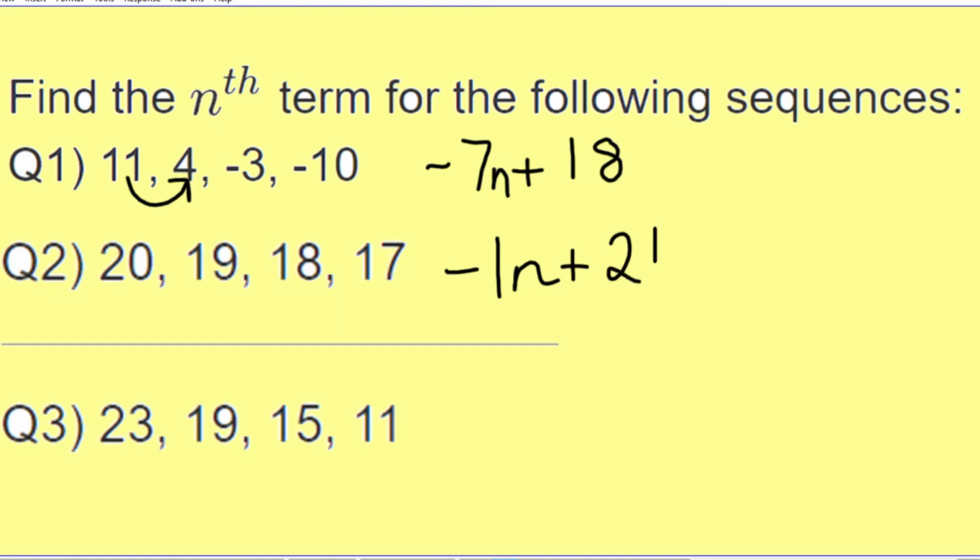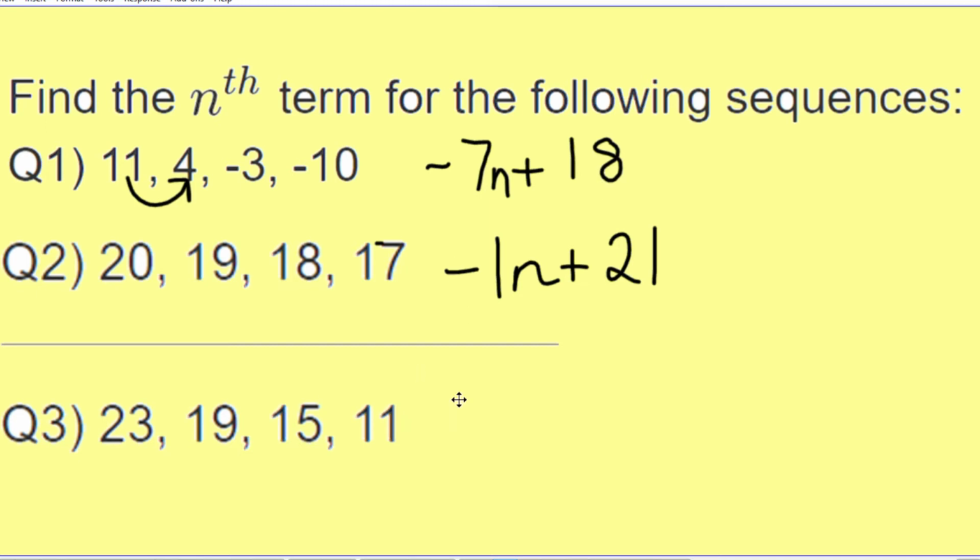Okay, there's a quick shortcut here. To get this second part, what we need to do is add these two numbers together, and it will give us the second part of our nth term. So here, 1 and 20 makes 21. Here, 7 and 11 makes 18.